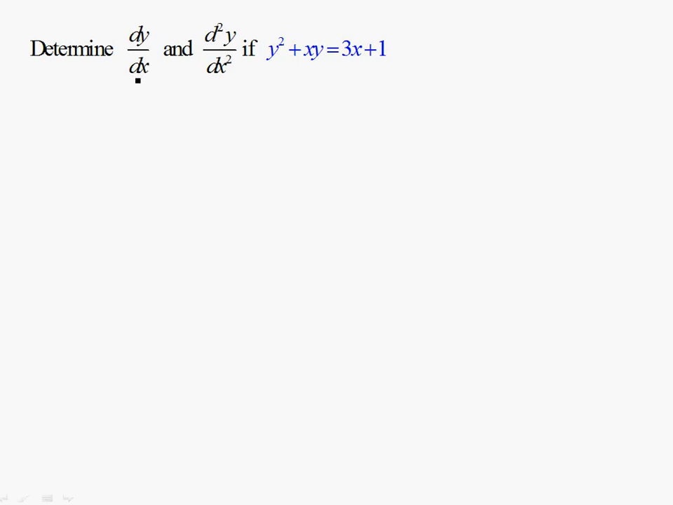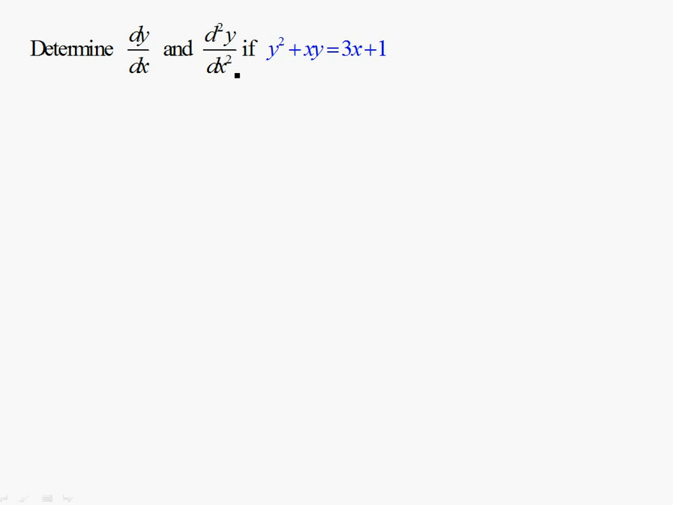Okay, this is a fairly standard question of an implicit differentiation problem. So we have an equation in which y is defined implicitly in terms of x. So we have the x and the y all combined together in the definition. We don't have an explicit y equals, and we're asked to find the rate at which y changes with respect to x and the second derivative of y with respect to x.